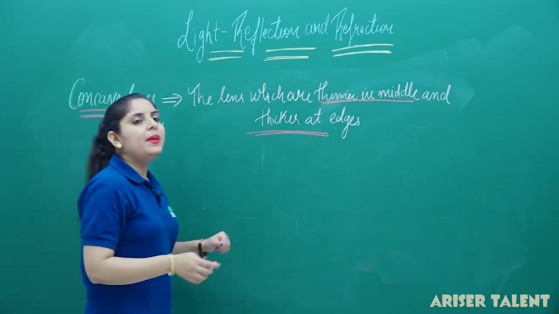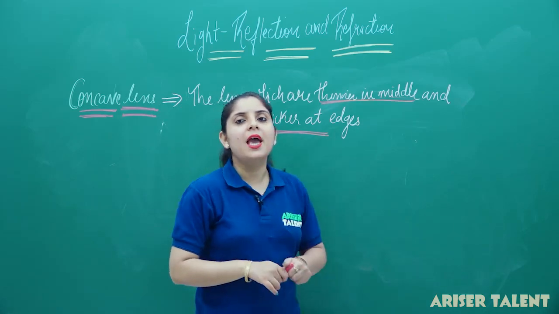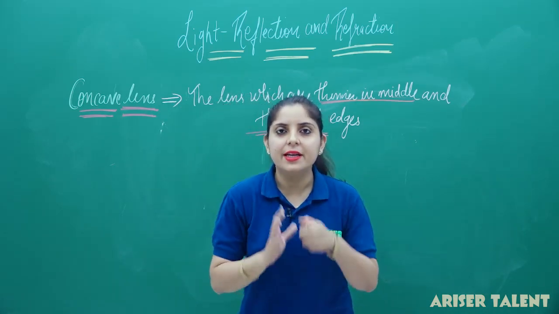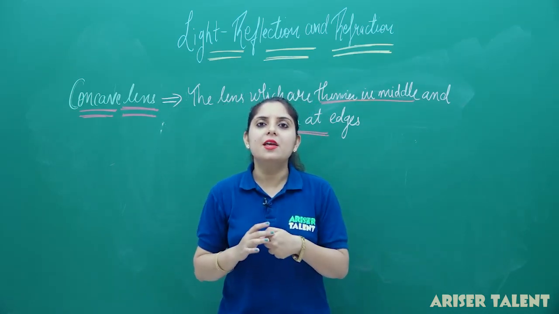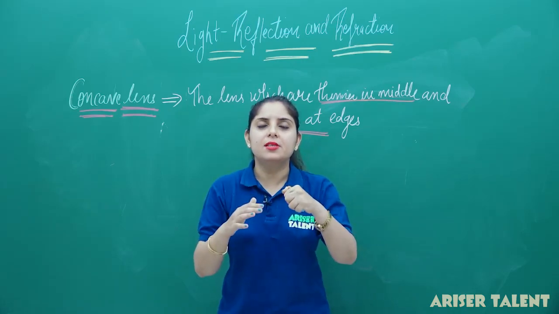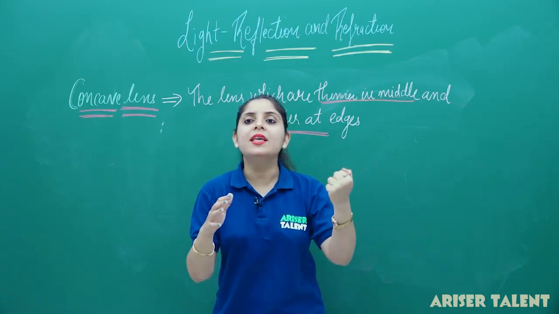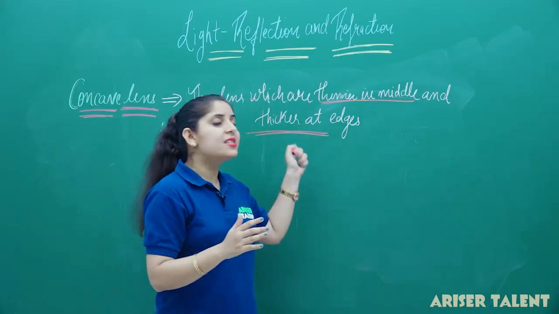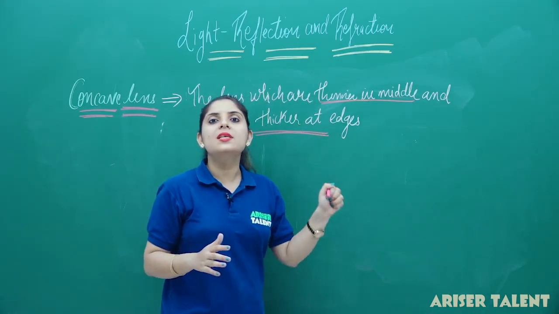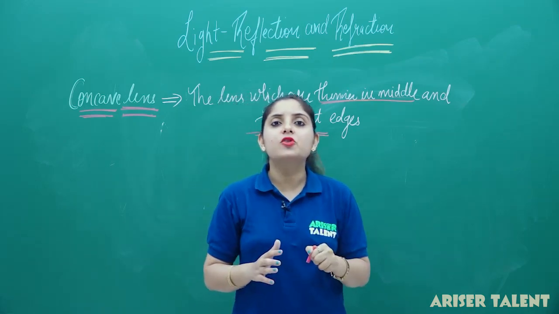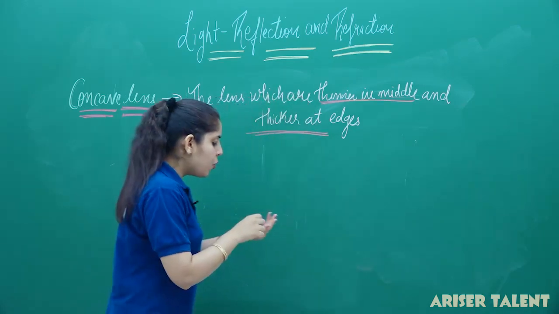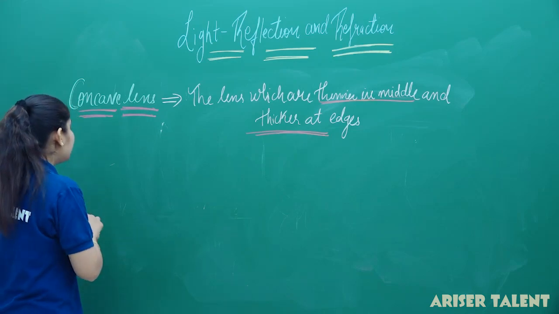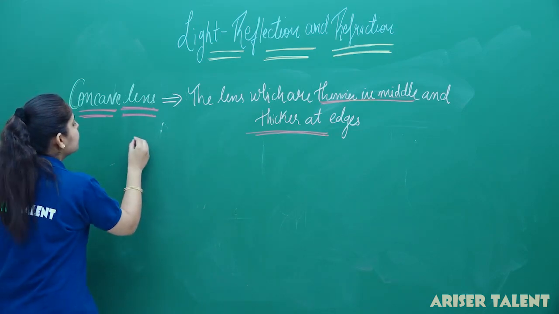Now what will happen in case of the concave lens? We have both the surfaces. It means both the refracting surfaces will be depressed inwards. In the case of the convex lens, we have seen that both the surfaces are bulging outwards. But in this case, both the surfaces are depressed inwards. So how will the concave lens look? Let's see here.